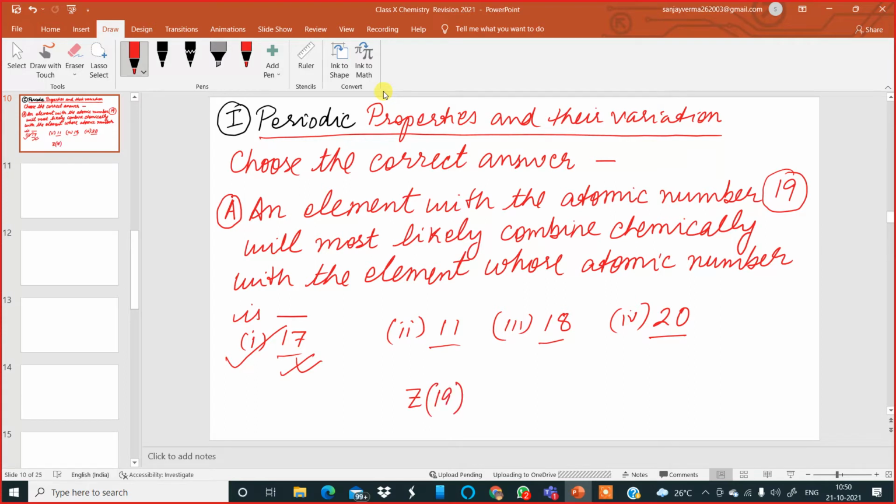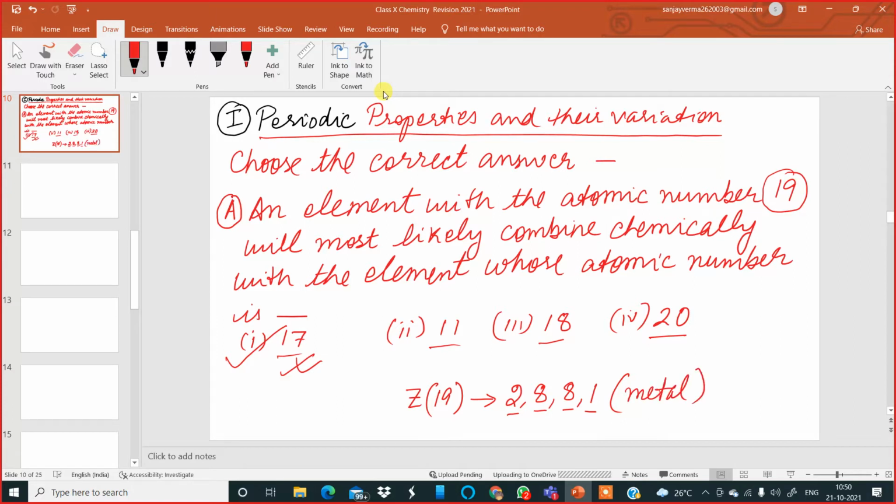Now listen to my reasoning. Atomic number 19 means electronic configuration is 2, 8, 8, 1. Correct? Am I correct? Yes, sir. Absolutely. Atomic number 19 means electronic configuration 2, 8, 8, 1, which means it is a metal.